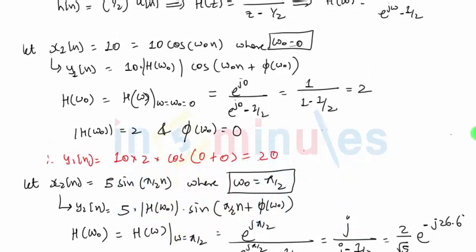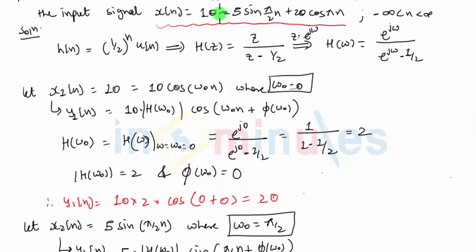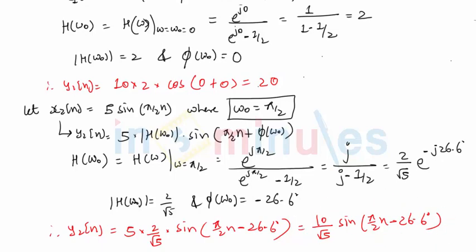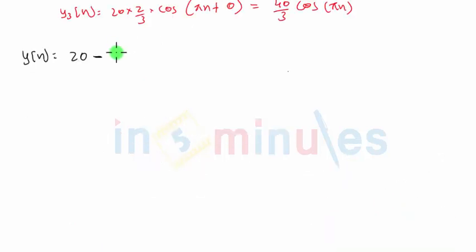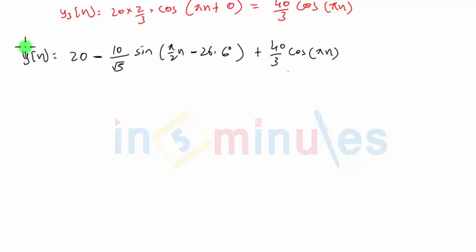Why we are taking minus sign in between, because you can see x of n was 10 minus 5 sin pi by 2 n, and we did not consider this minus sign along with x2 of n. x2 of n was plus 5 sin, but the next sign is going to be positive. So y1 of n is 20 and y2 of n is this big thing, so let's write it down. Y of n is 20 minus 10 upon root 5 sine of pi by 2 n minus 26.6 degree plus 40 by 3. y3 of n is right in front of us, 40 by 3 into cos pi of n, and obviously this will be valid for the entire range of n for which the input x of n was defined.